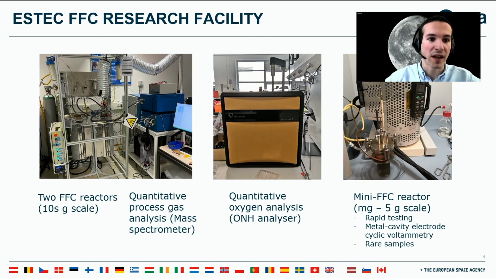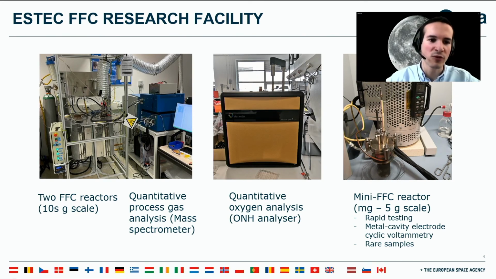At ESA, in ESTEC, we have improved our facility a lot. Now we have two FFC reactors where we can process tens of grams of lunar regolith, from 10 to 50 gram scale. We can now analyze the gas in a quantitative manner, whereas before we didn't have such a mass spectrometer. So now every oxygen we extract, we can actually monitor.